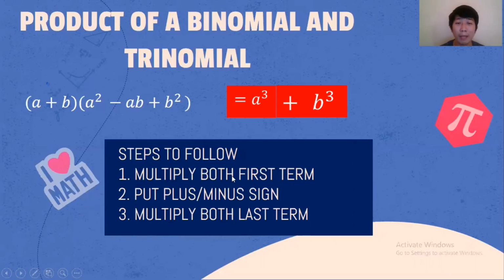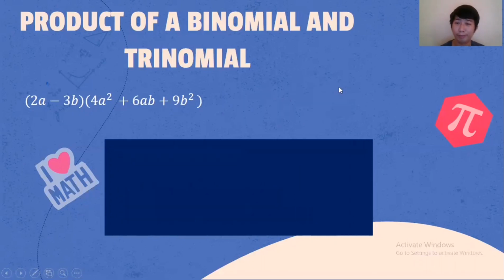Again, multiply both first terms, a times a squared, that's a cubed. Put a plus or minus sign, it depends on this part. If this one is positive, then it's positive. If this one is negative, then negative. Then multiply both last terms. B times b squared, b cubed. Let's try to have another example.